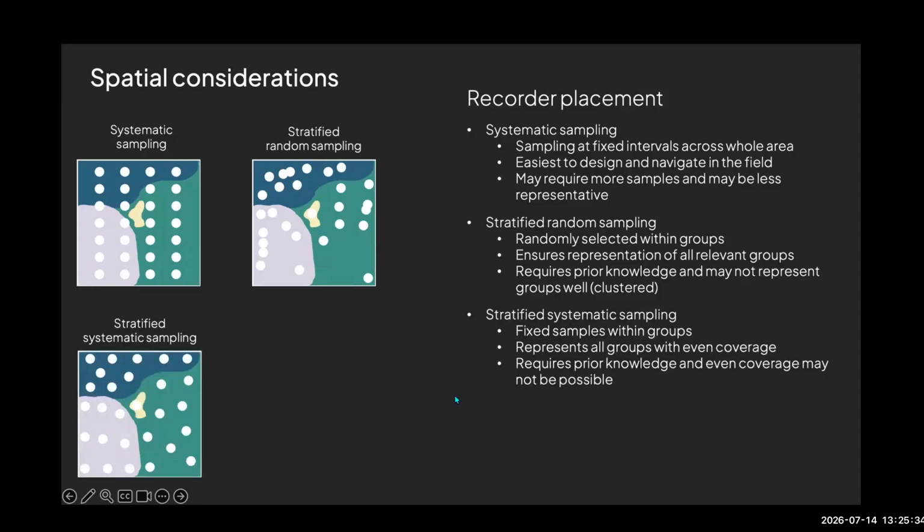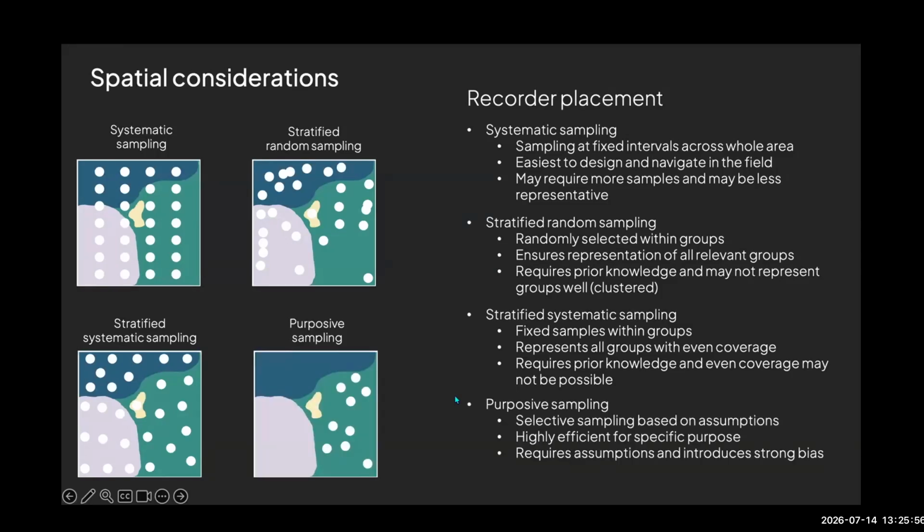And then there's stratified systematic sampling. So again, you're designating particular groups beforehand, and you're putting a number of fixed samples within them, and you are representing the groups with a more even coverage that way. But again, it requires prior knowledge, and even coverage is maybe not possible depending on what kind of landscape it is and what those habitat features look like.